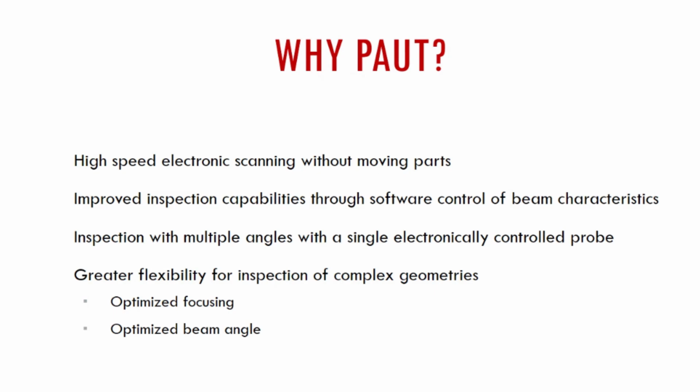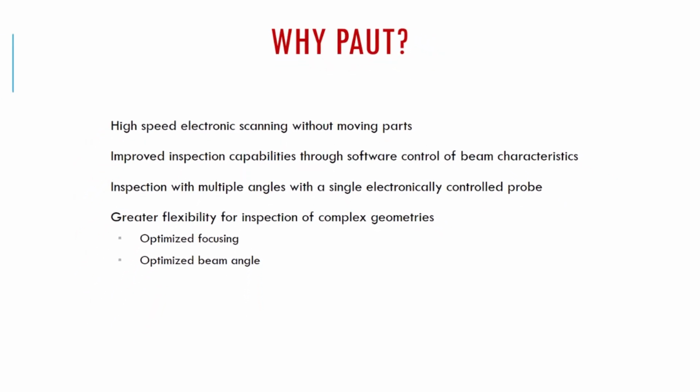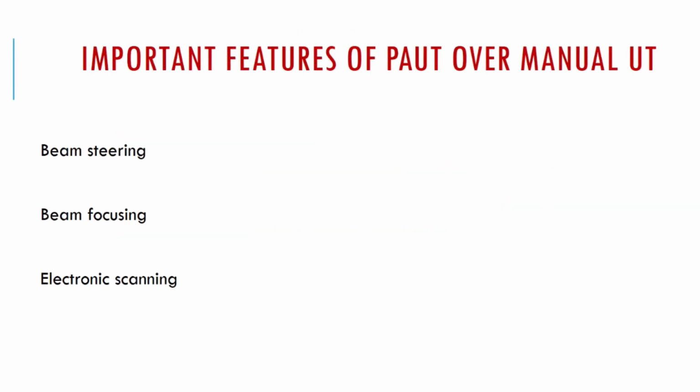In conventional UT, we should use any one probe. If the probe is 45-degree, you should scan at 45-degree alone. But in PAUT, in a single probe, we can generate 45 to 70 degrees. So multiple angles we can create, and we can get the image in any orientation. The defect in any orientation, we can get clear signals. So that is why we are going to PAUT.